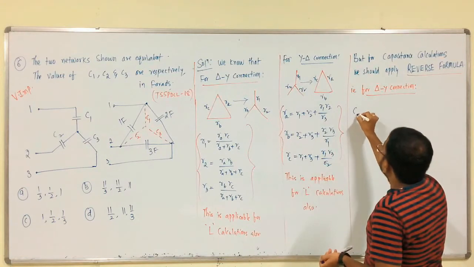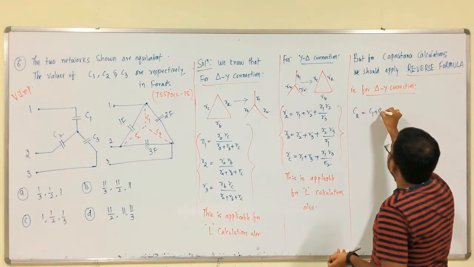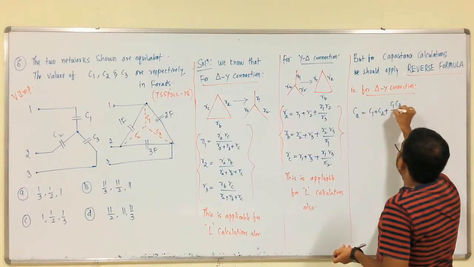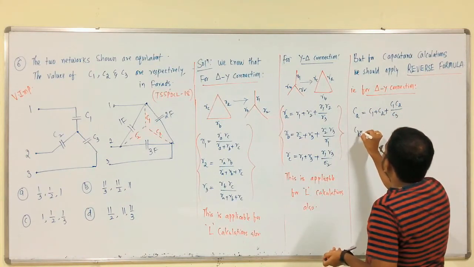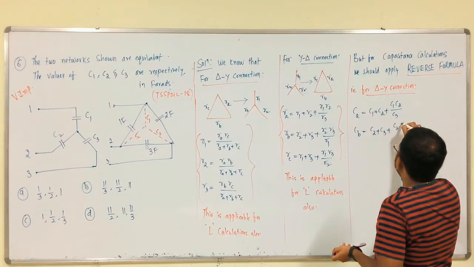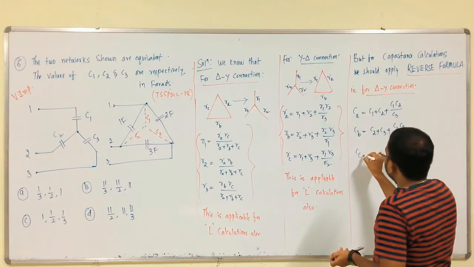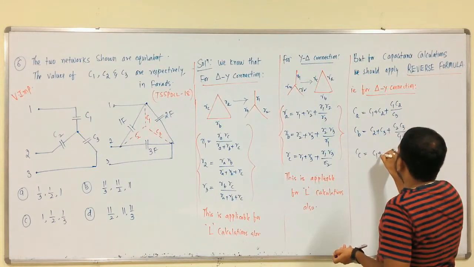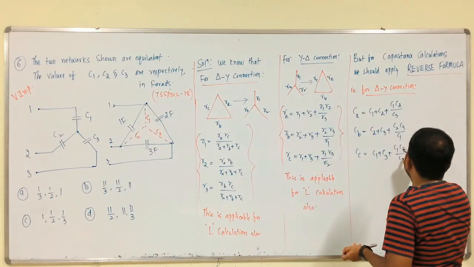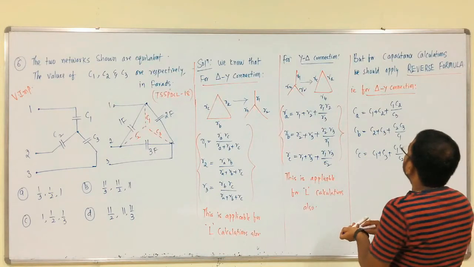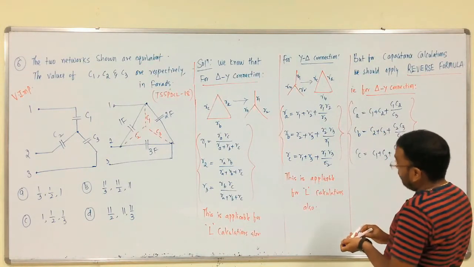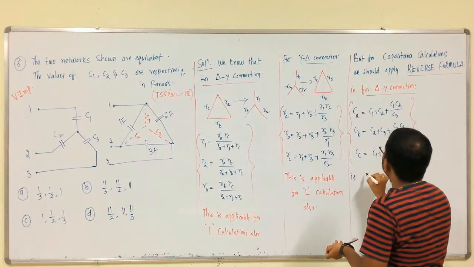That is, CA is equal to what? C1 plus C2 plus C1 C2 by C3. CB is equal to C2 plus C3 plus C2 C3 by C1. What is CC? C1 plus C3 plus C1 C3 by C2. Like that, this is for delta to star connection.